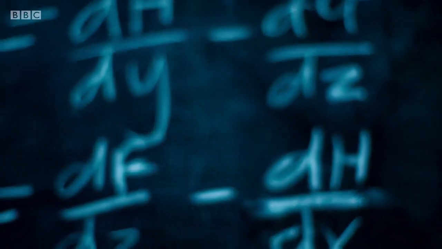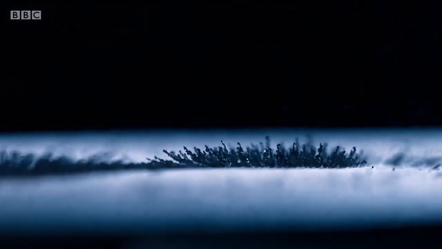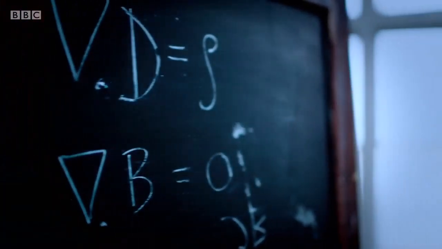Using pure maths, Maxwell had unified electricity and magnetism, and shown there were two aspects of the same thing: a single electromagnetic field.